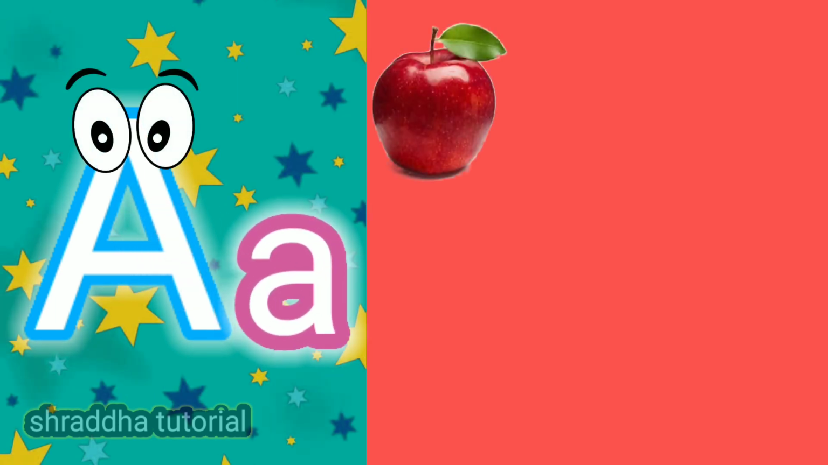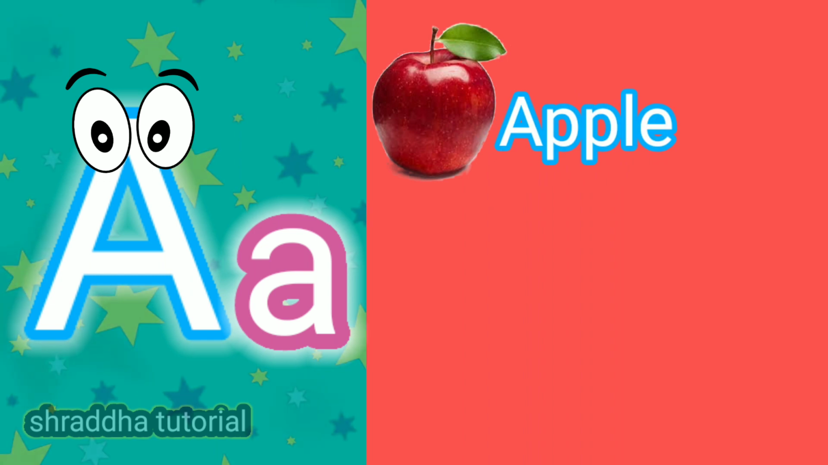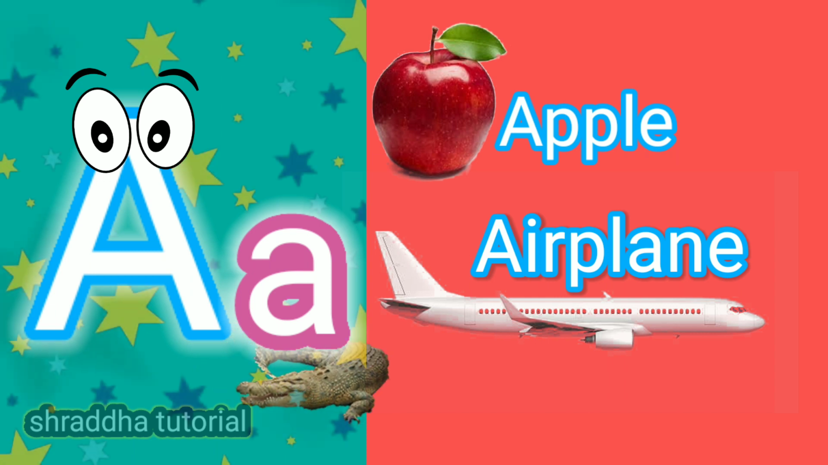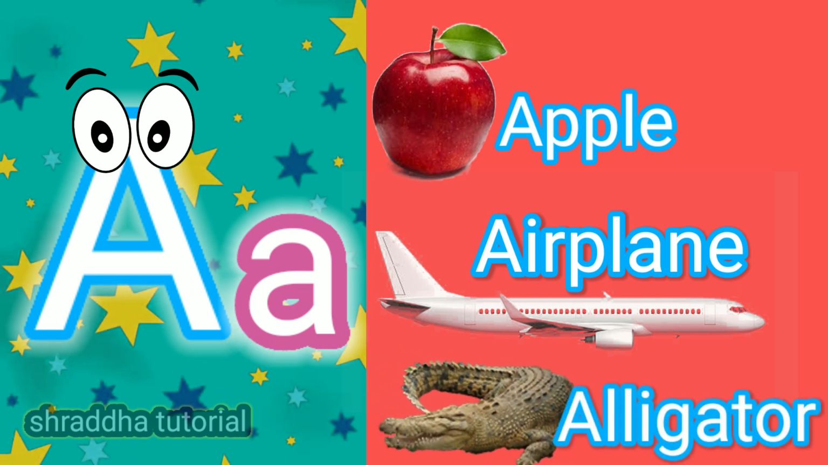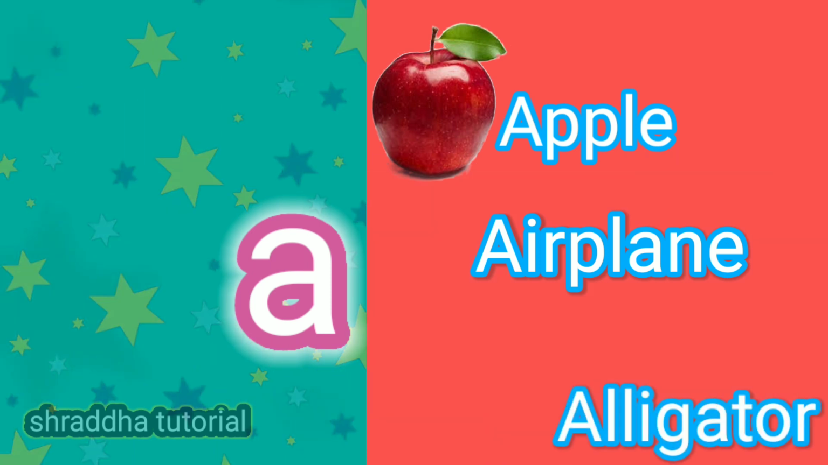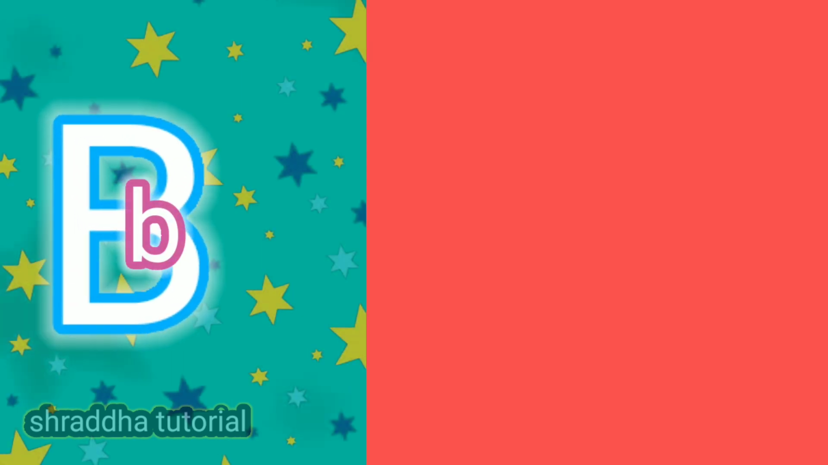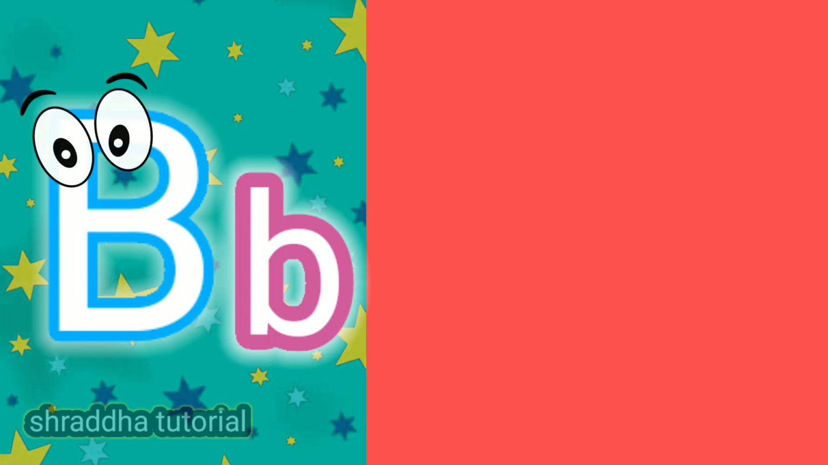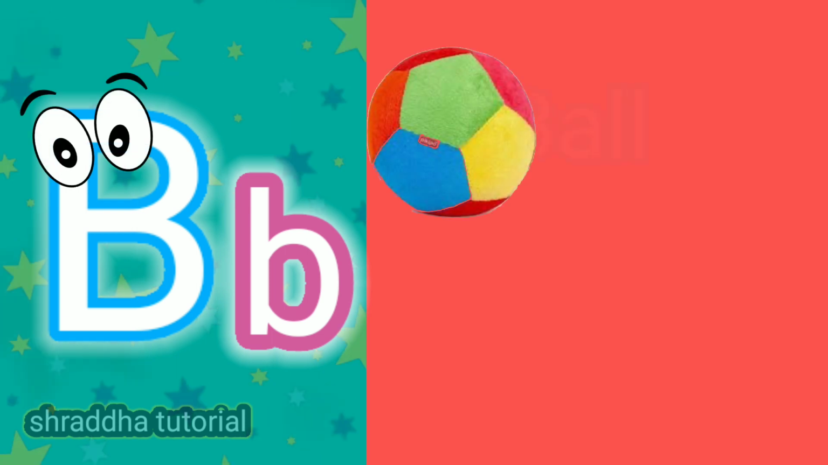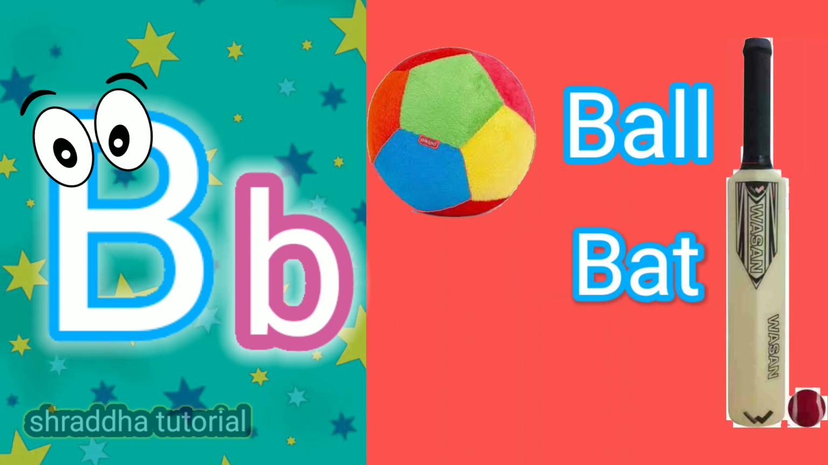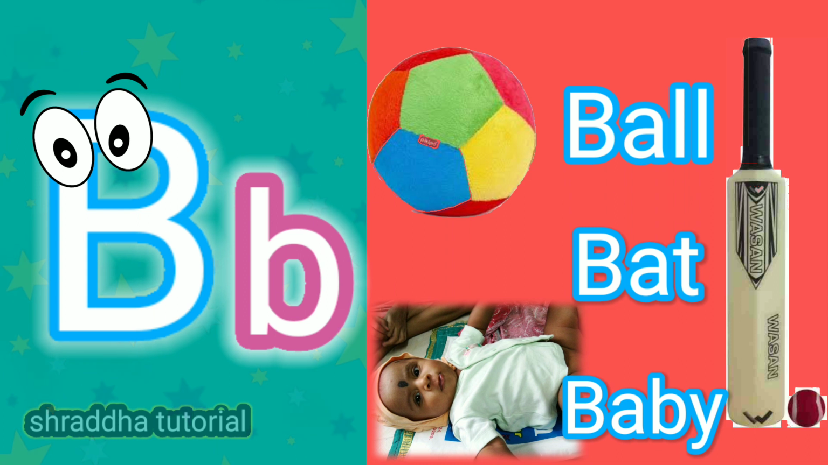A. A for apple. Aeroplane. Alligator. B. B for ball. Bat. Baby.